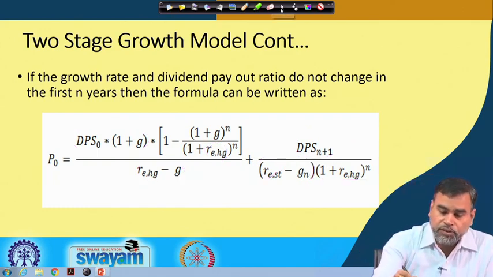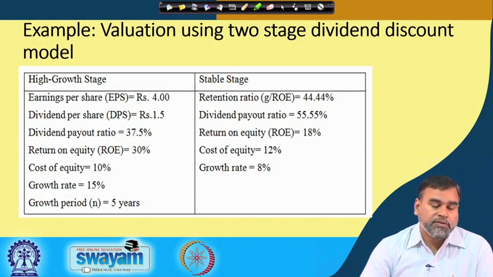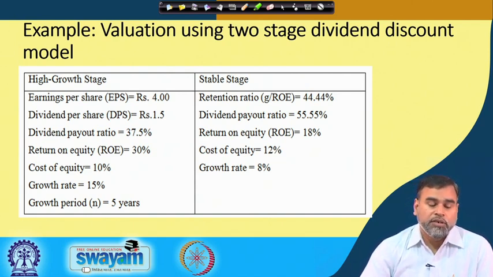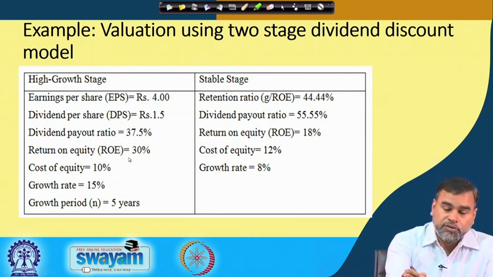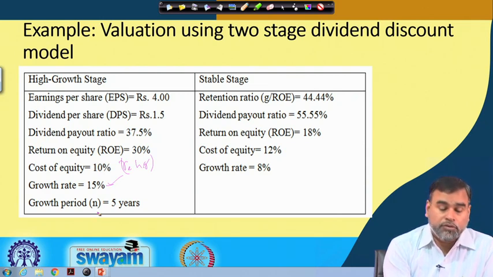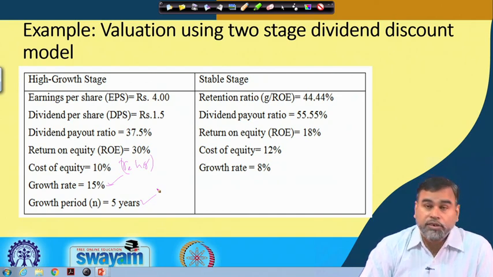So, let us see one example, then it will be more clear for you. Let there be two stages: one is the high growth stage, another one is the stable stage. Assume earnings per share is 4 rupees, dividend per share is 1.5 rupees, so the dividend payout ratio becomes 37.5%. The return on equity is 30%, and the cost of equity is 10%, which is your r e s g. Then we have the growth rate in the supernormal period, and this high growth rate continues for 5 years.